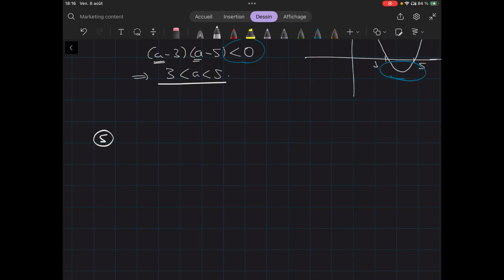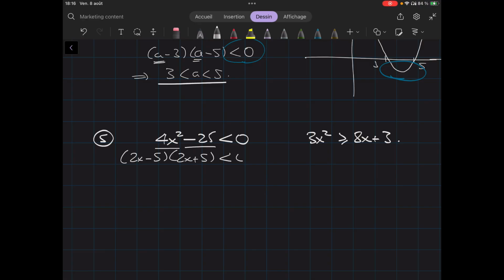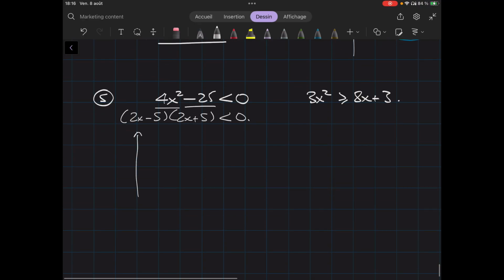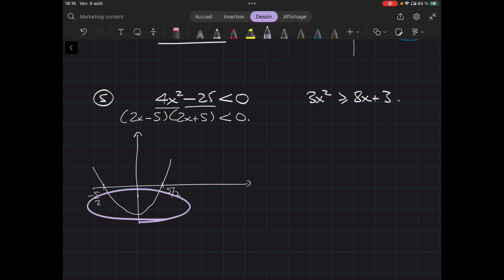And the last question. We want to find the set of values of x that satisfy both inequalities. So let's start with the first one. We have a difference of squares. Following the same method as above, the two roots are negative 5/2 and 5/2. The parabola is going to look something like this. The inequality is true if x is between negative 5/2 and 5/2.